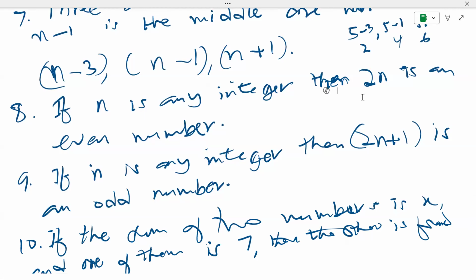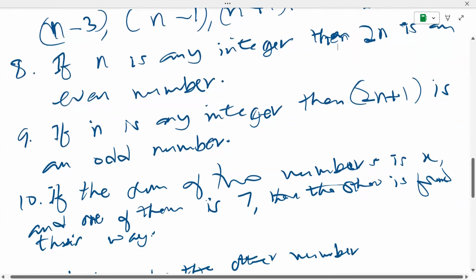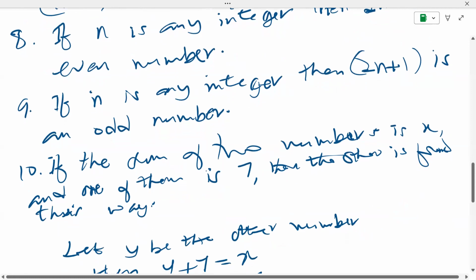Right. Let's look at 9. If n is an integer, then 2n plus 1 is an odd number. The moment we add 1 to an even number, we get an odd number, and we generated that in number 8. So 2n plus 1 is an odd number.